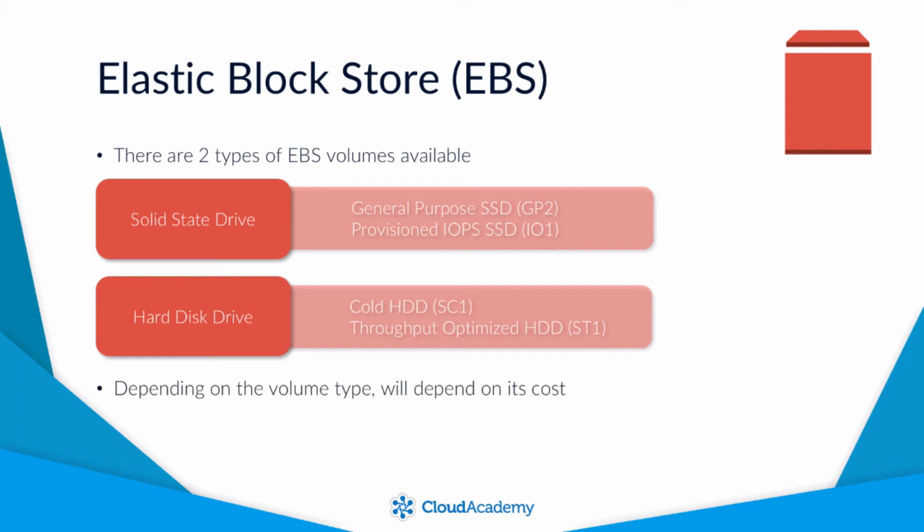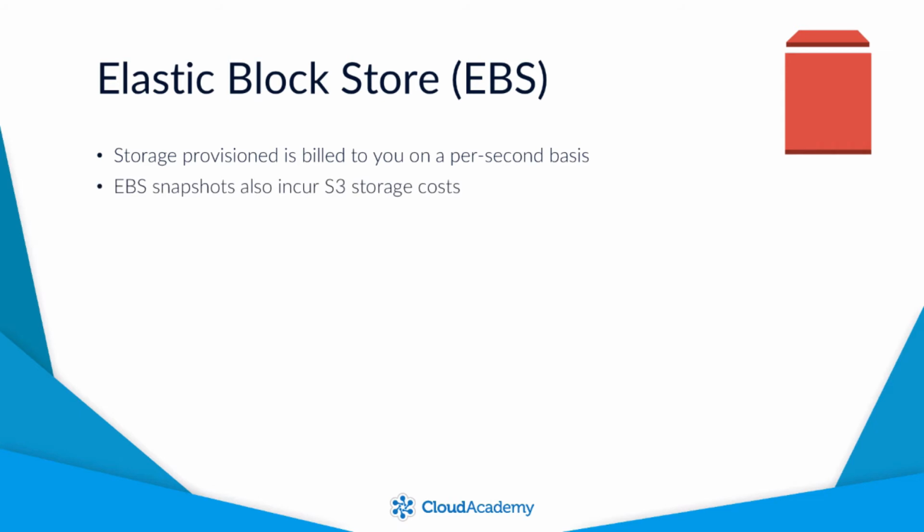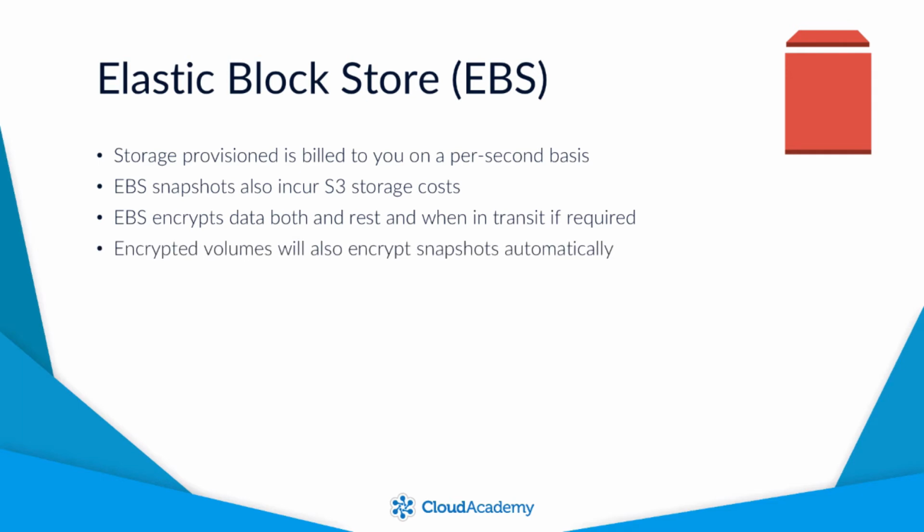Depending on the volume type will depend on its cost. You are charged for the storage provisioned to you per month and billed on a per second basis. An EBS snapshot stored in S3 will also incur S3 storage costs. EBS encrypts data both at rest and when in transit if required, and encrypted volumes will also produce encrypted snapshots.